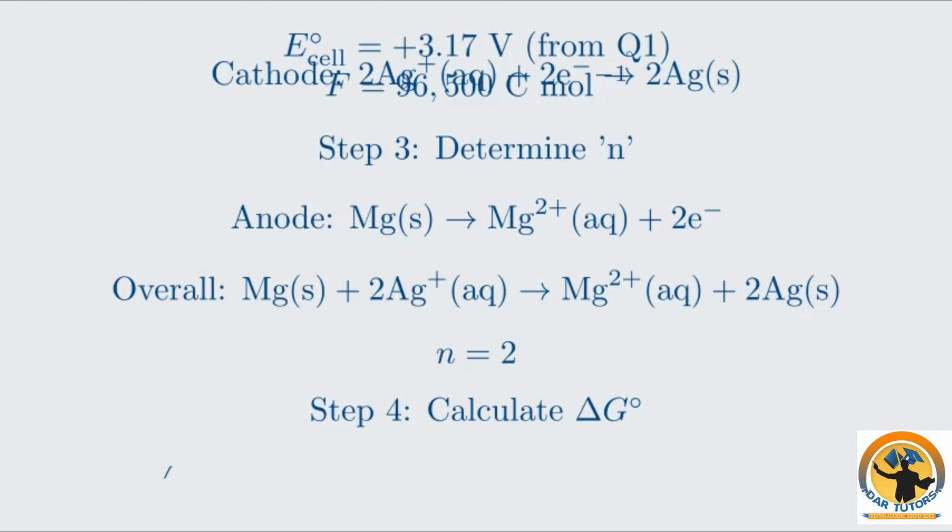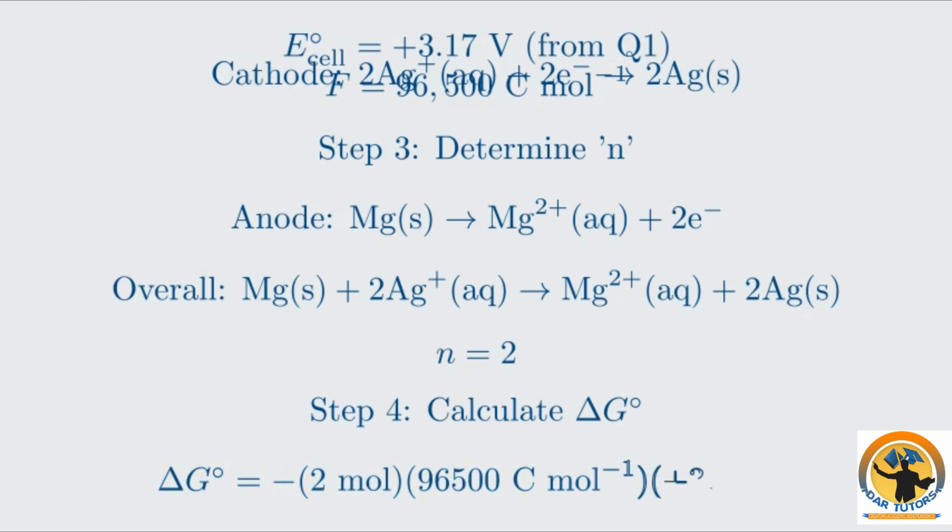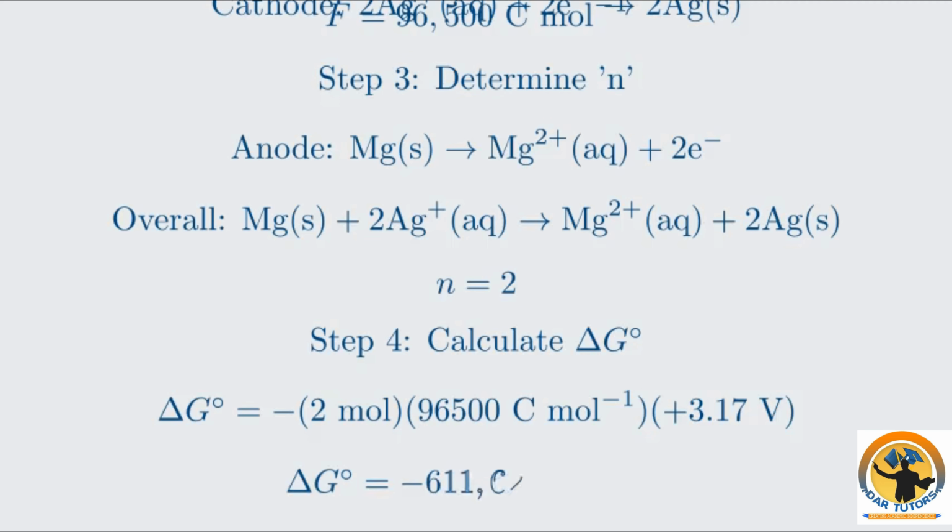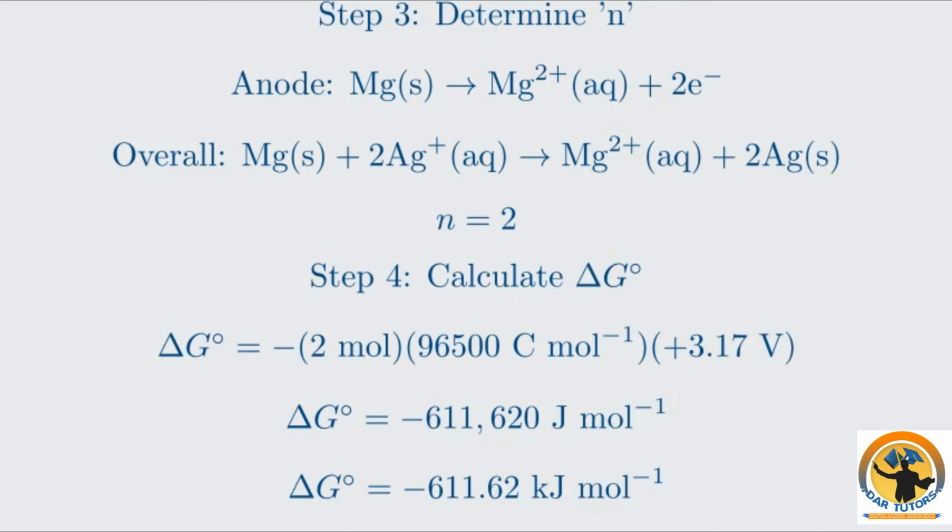Plugging them into the formula, we get delta G naught equals negative 2 times 96,500 times 3.17, which equals negative 611,810 joules per mole. Converting this to kilojoules gives negative 611.81 kilojoules per mole. The large negative value of delta G naught confirms the high spontaneity of this reaction and the large amount of electrical work it can perform.